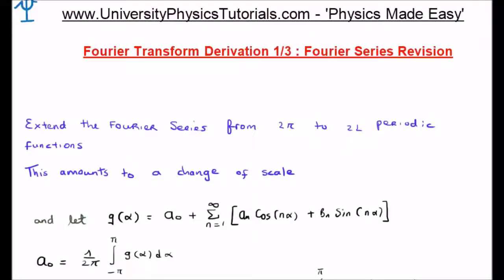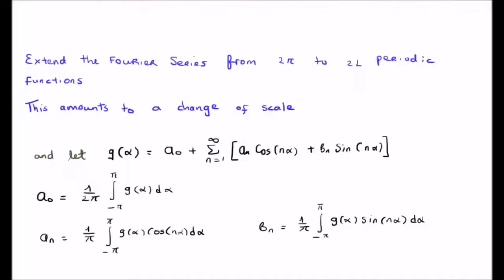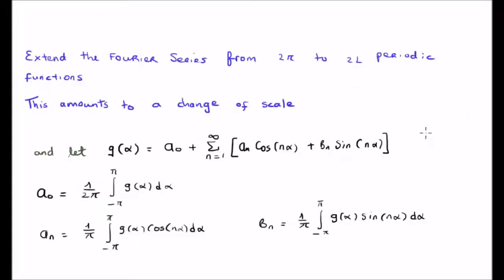Now, I'd like to extend the concept of Fourier series from 2π periodic functions to 2L periodic functions. And this really only amounts to a change of scale. Let's suggest we have a function g of alpha, and it's defined exactly as we had earlier on for a 2π periodic function.